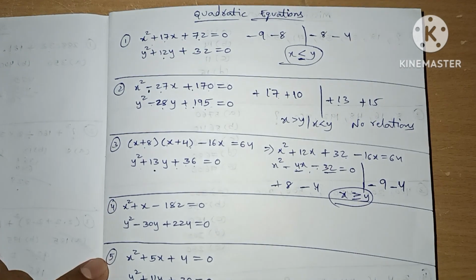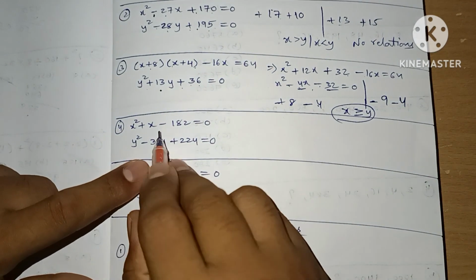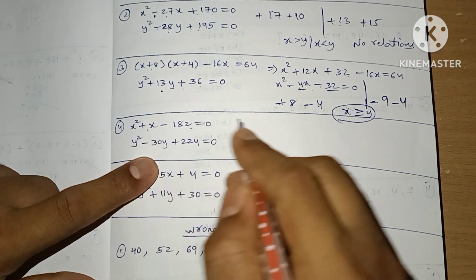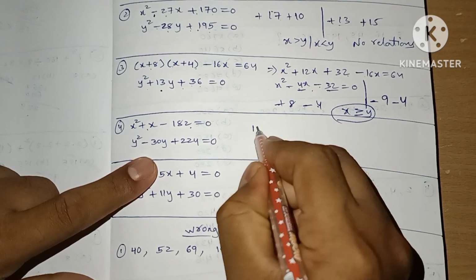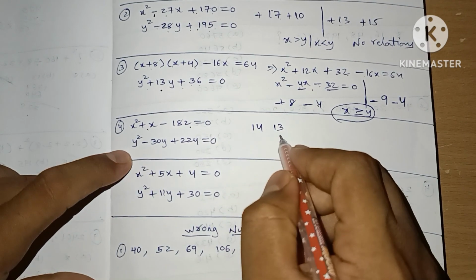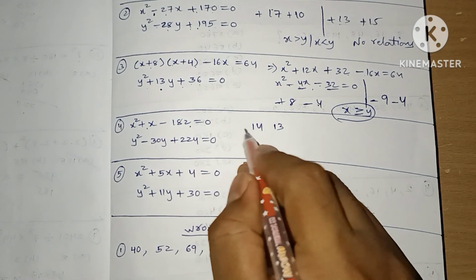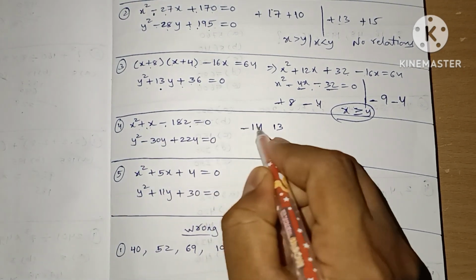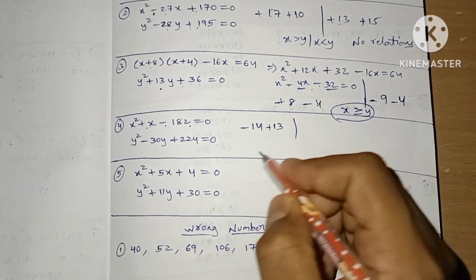Okay, now we are going to see the fourth question. Here it is 182, and we need to get 1. 14 times 13 is 182, and by subtracting these two we get 1. Plus and minus means minus and plus are the signs of the roots.